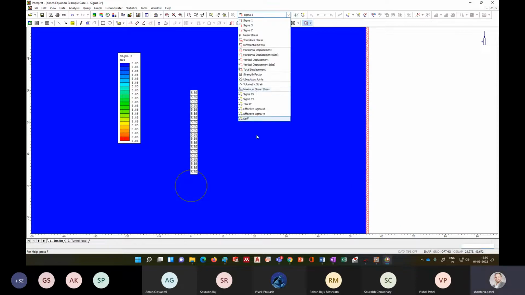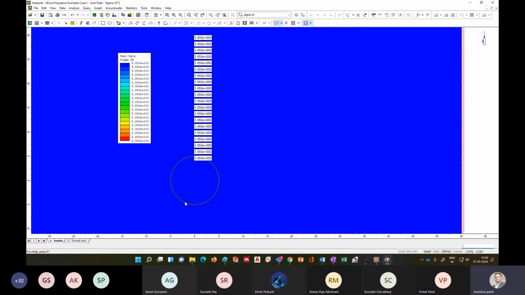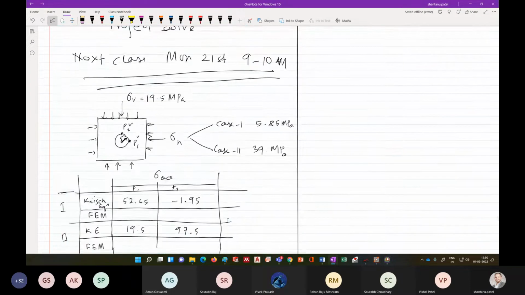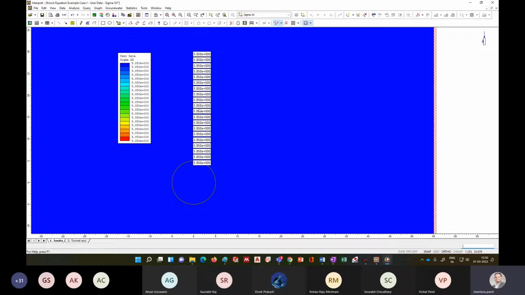So if you see the sigma xx in the horizontal direction, what is the stress? See, this is 5.85 that we applied to the model. In the first case, we applied 5.85 MPa, so that is the value it is showing us. At all points, we have 5.85 MPa of horizontal stress. Just remember, these values are in MPa, because in settings we set the values to be in MPa.